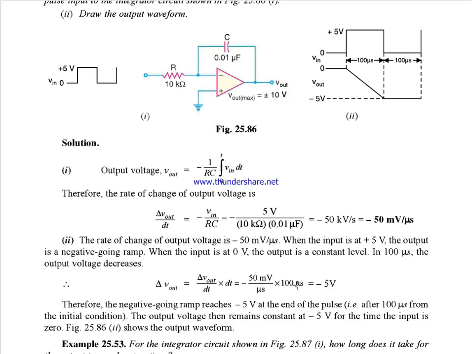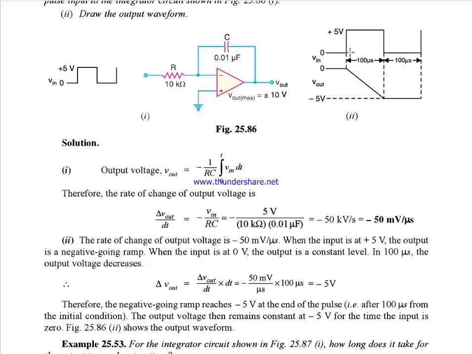If you are not taking it as 100 microsecond, if you are taking it as 1 second, the output voltage will be very high and it will be difficult for us to plot. Okay. So usually in problems this time interval will be given, and here it is not given, so we are taking it as 100 microsecond. Clear?